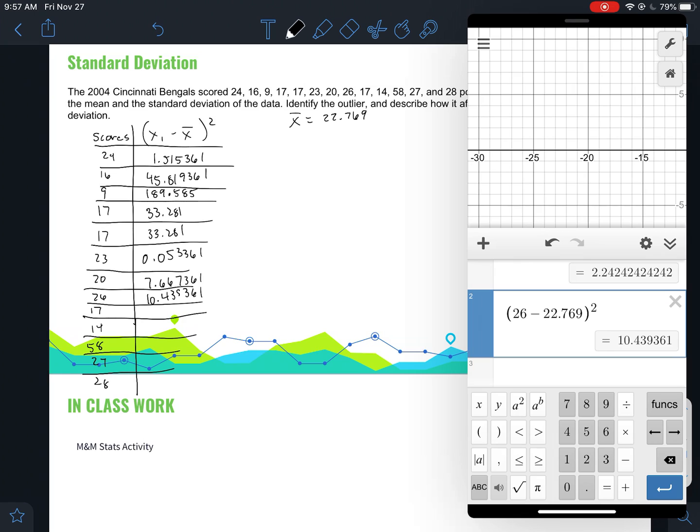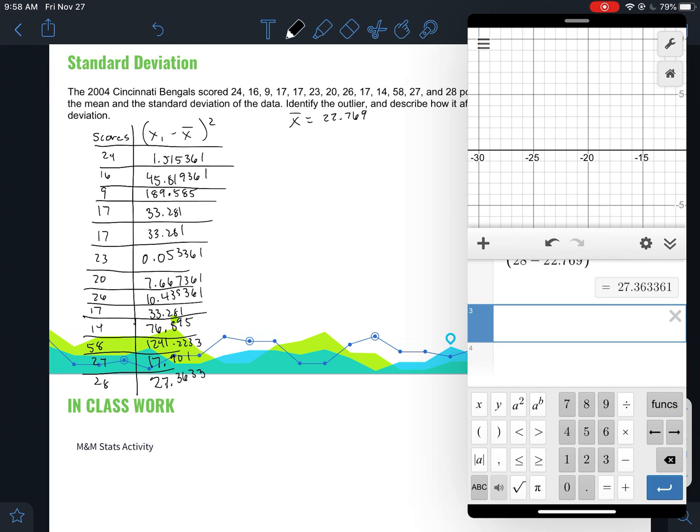We'll do 26, we get 10.439361. And then we already did 17, we got 33.281. Then we're going to do 14, we get 76.895. We'll do 58, which is the outlier, and we get 1241.2233. We'll do 27, and we get 17.901. And then we'll do 28, and we get 27.3633. All right, so now we're going to sum all of those.